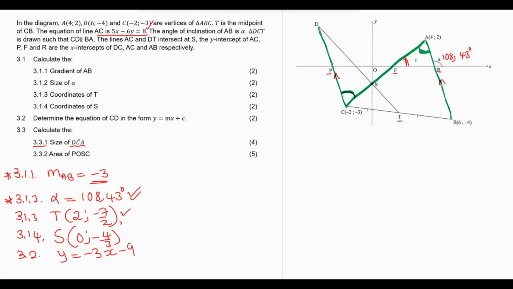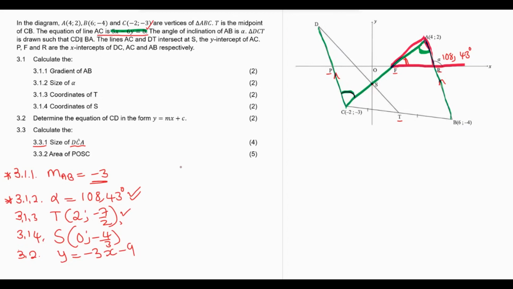So we can start by finding angle AFR from this equation, and then after finding AFR, we can find angle A using the exterior angle of a triangle. This is an exterior angle of a triangle. Alpha is the exterior angle of a triangle. So we can find angle A using the exterior angle of a triangle. Let's find the gradient of AC. Then after finding the gradient of AC, we can find angle AFR.